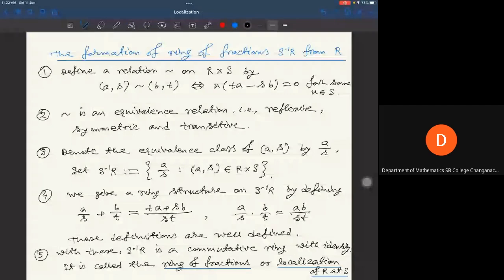Okay, so I said that this is a commutative ring with identity. Can anyone tell me what should be the identity element of this ring? Anyone? Yes? Let me know whether you are following or not.